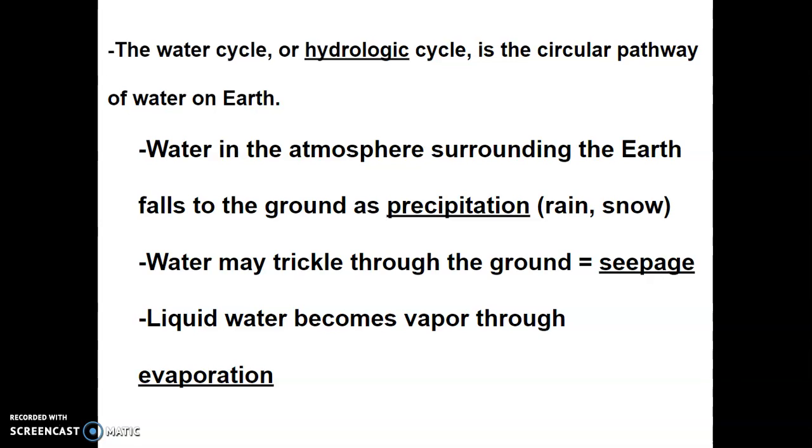So we call it seepage as it flows through the ground. Now some water, liquid water that falls to the ground, becomes vapor again. How does it do that? Through evaporation. Okay? Evaporation is when liquid water hits a certain temperature that it turns into a gas, right?